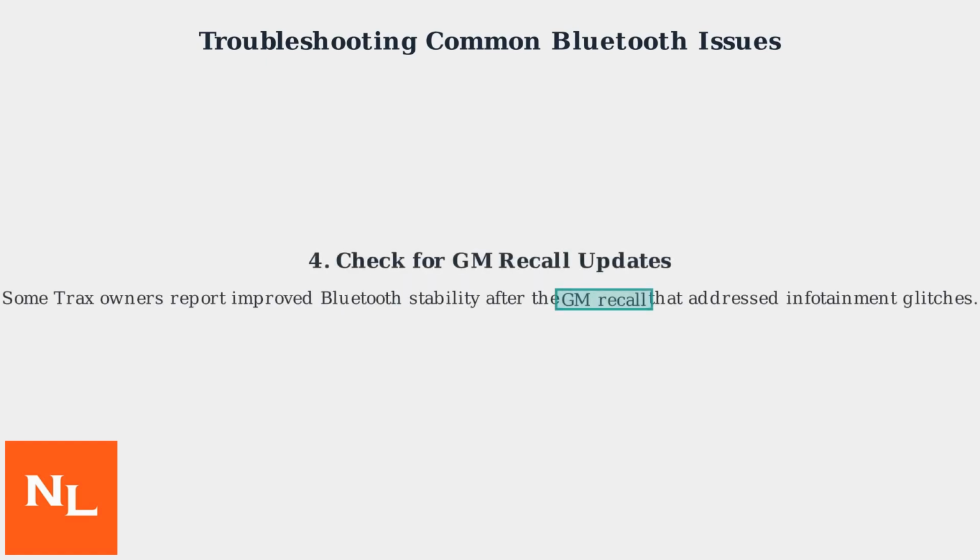If issues persist, check if your vehicle qualifies for the 2024 General Motors recall that fixed infotainment glitches, potentially improving Bluetooth stability. Contact your dealer or visit the GM website for details.